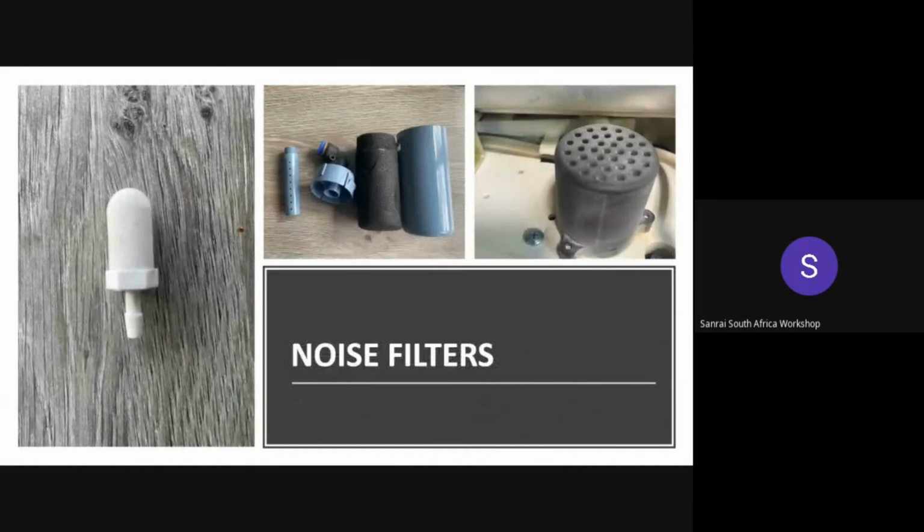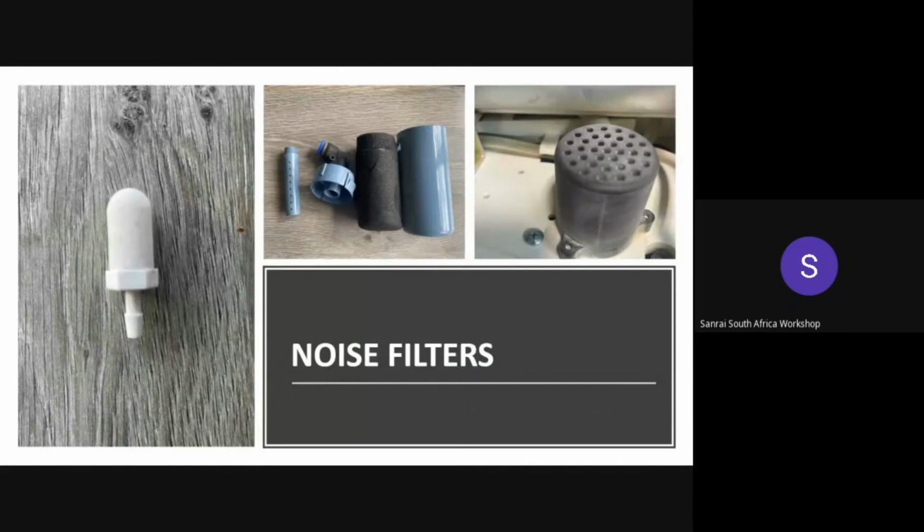Lastly, we have the noise filters. These filters are well known as mufflers or silencers. These filters are used in concentrators to reduce the loud exhaust noise during operation. Oxygen concentrators have different designs of these filters. Some are reusable and some are not. When these filters are clogged, they cause a malfunction in the machine, which results in low purity issues.